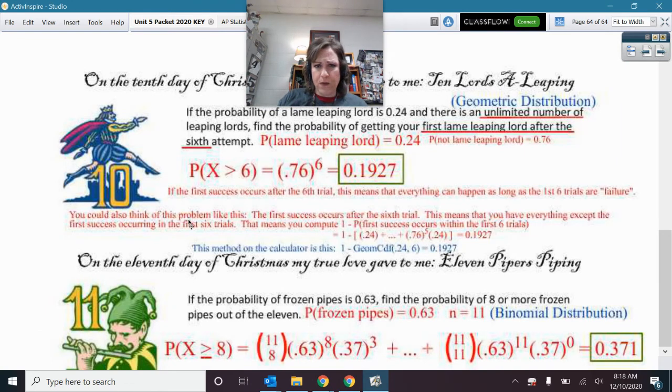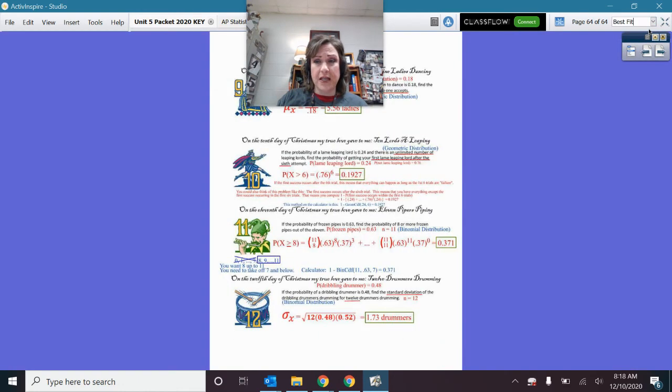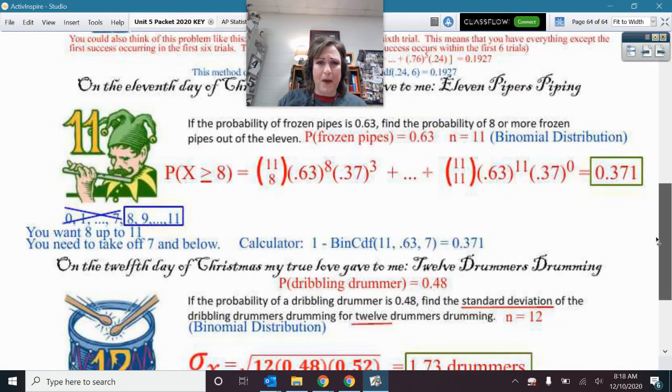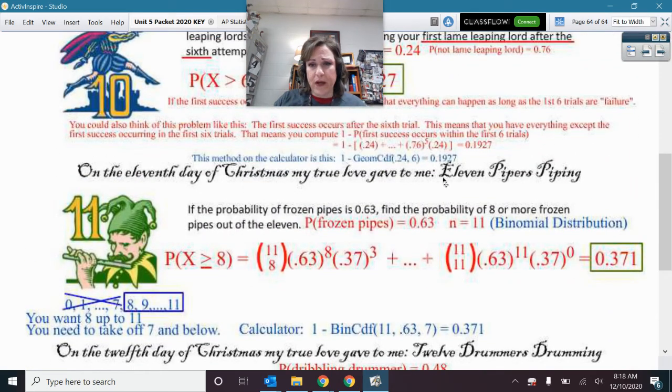All right, and that was the 10th day of Christmas, but we have now the 11th day of Christmas. So we have frozen pipes. Well, that's a problem if we want pipers piping. And so we need 11 pipers piping. The probability of a frozen pipe is 63%. Wow. We want 8 or more of those 11 to be frozen. So that is greater than or equal to 8.